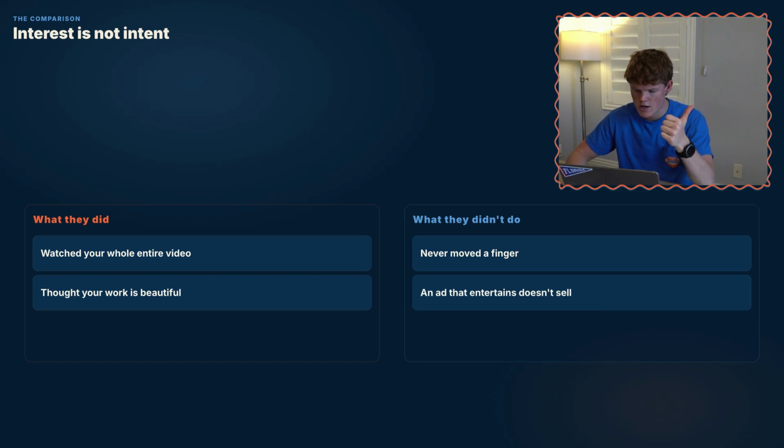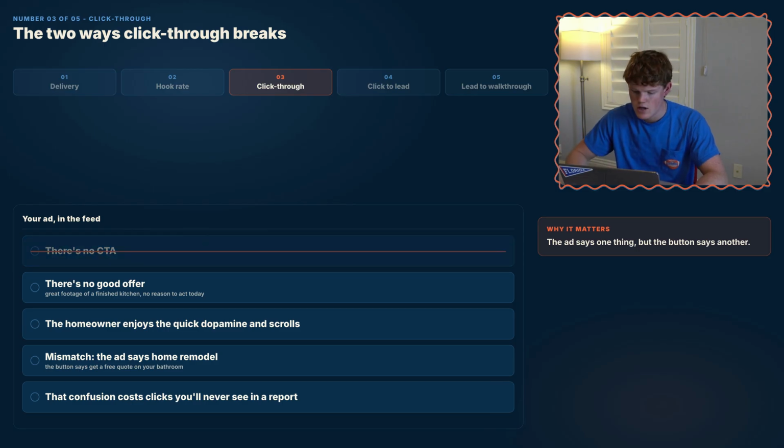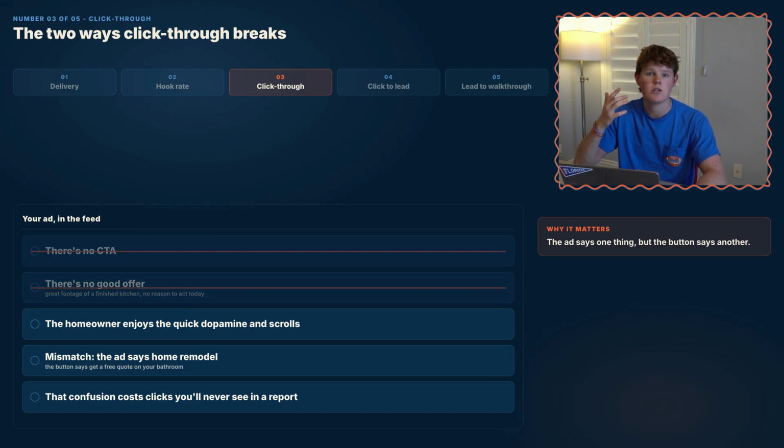When your hook rate's strong and click-through rate is weak, the problem is almost always the same thing. The ad never told them what to do or why, right? There's no CTA. There's no good offer. You might have great footage of a finished kitchen, but there's no offer or no reason to act today. The homeowner just enjoys the quick dopamine and scrolls.